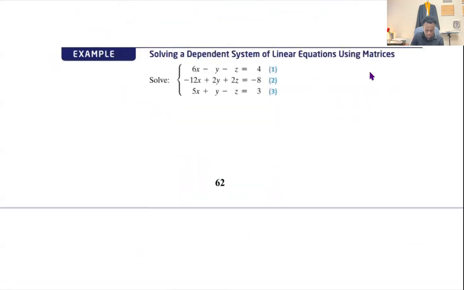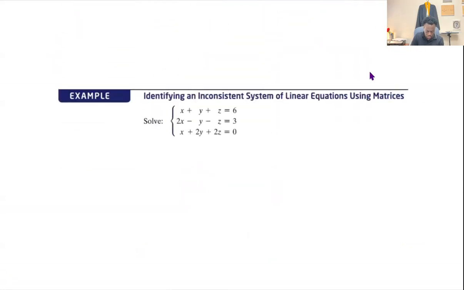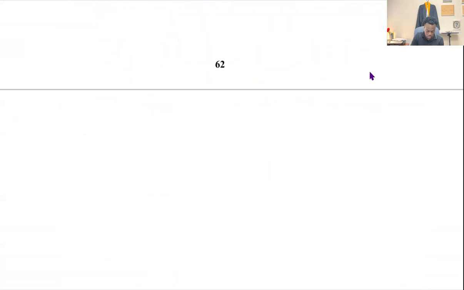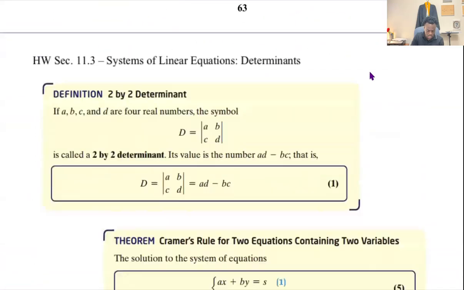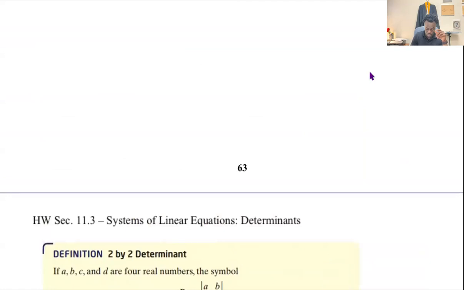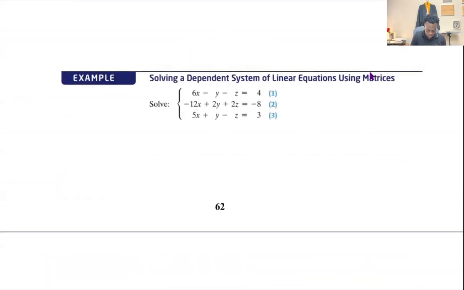So in the next video, we'll go over these two more problems, and that's going to finish this lesson, and we'll start with lesson 3, which will be determinants. But we'll do another video for the next two examples.